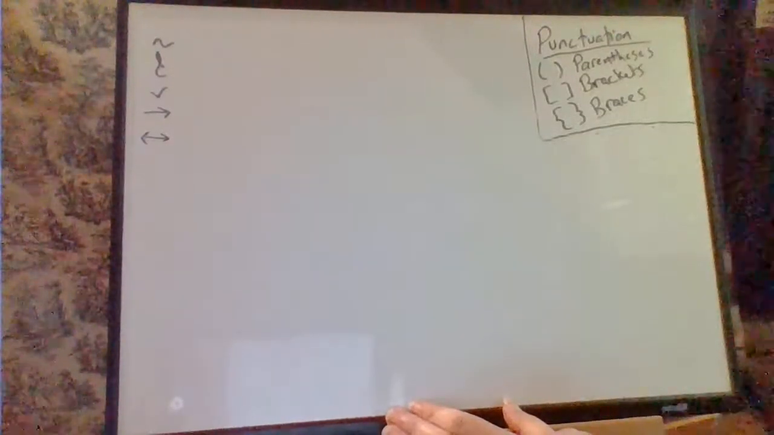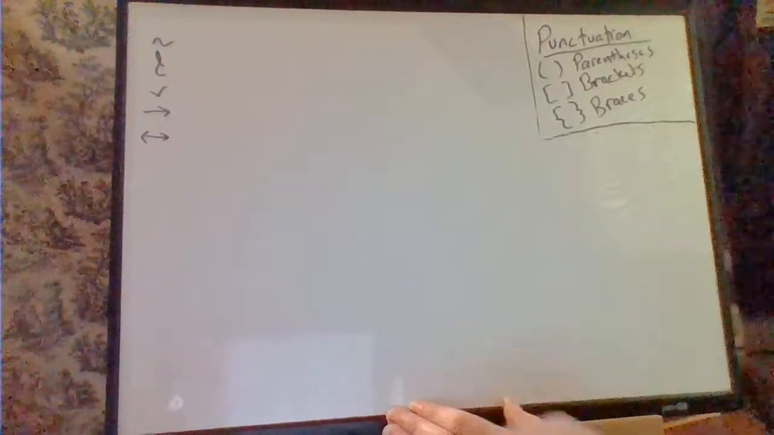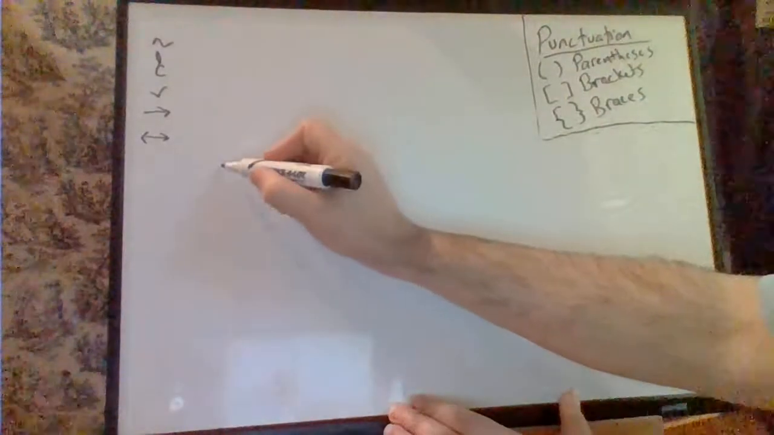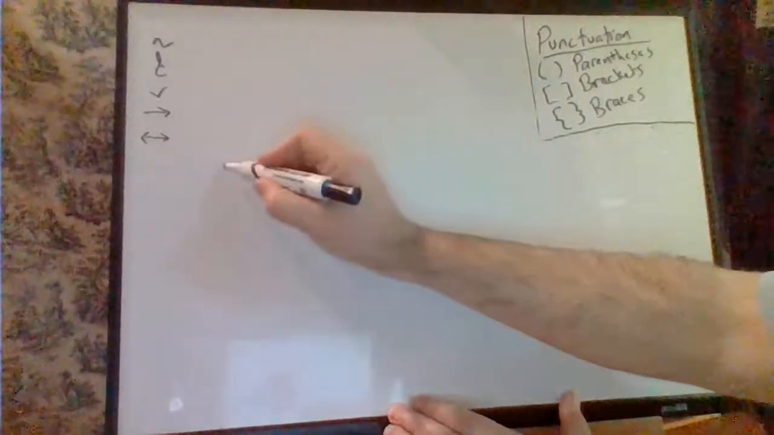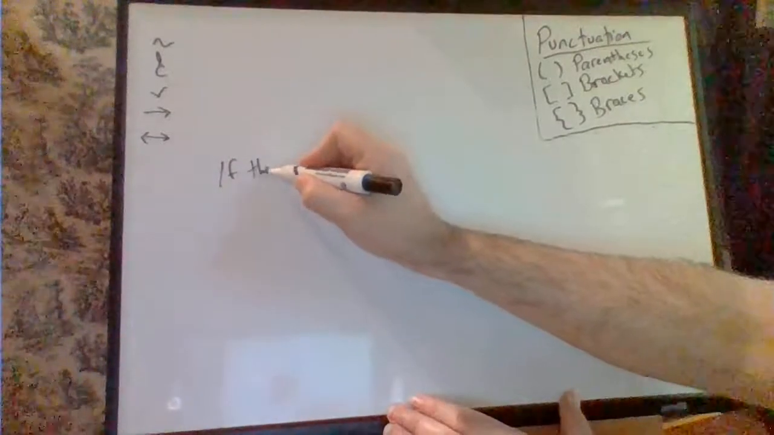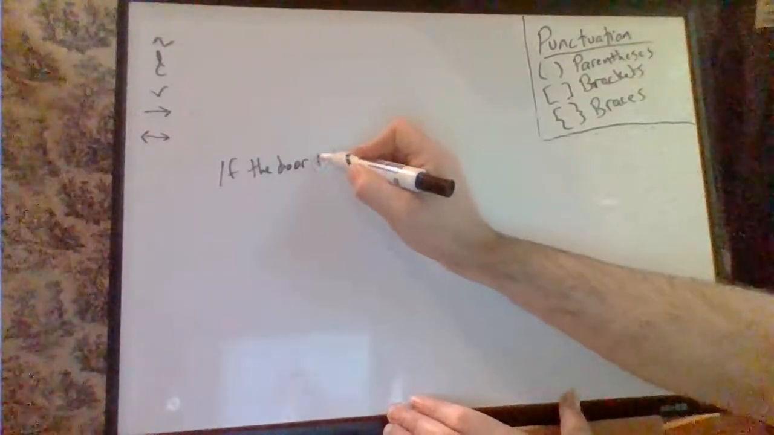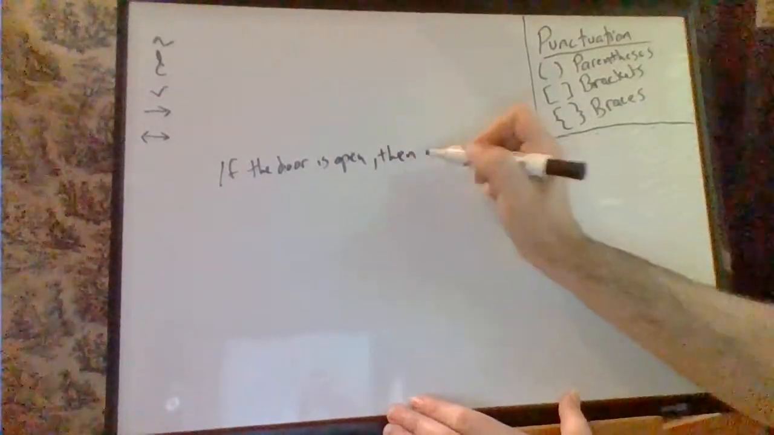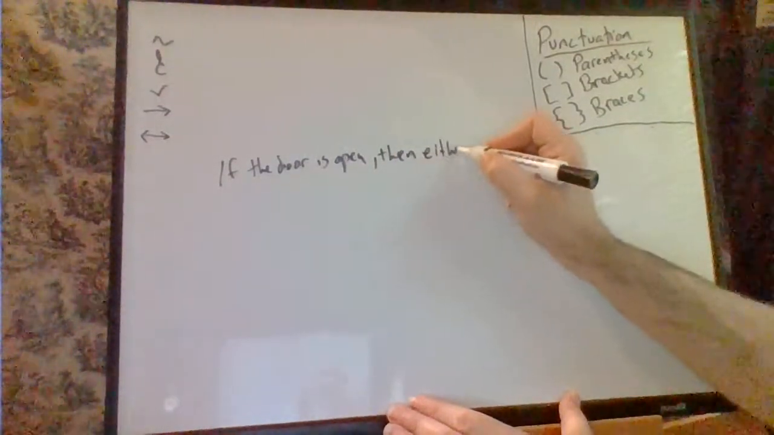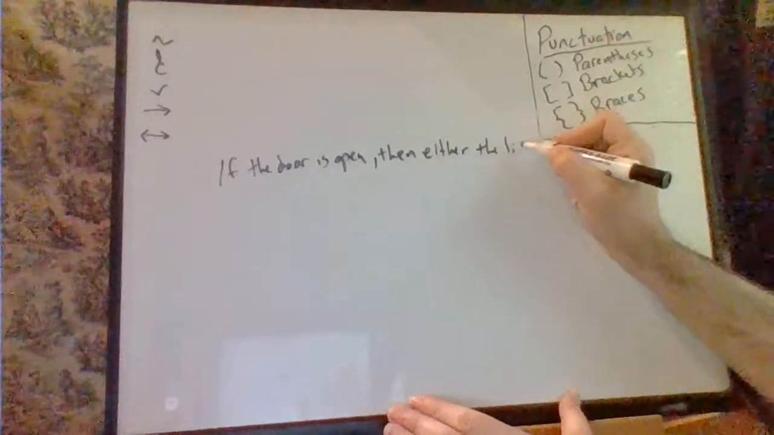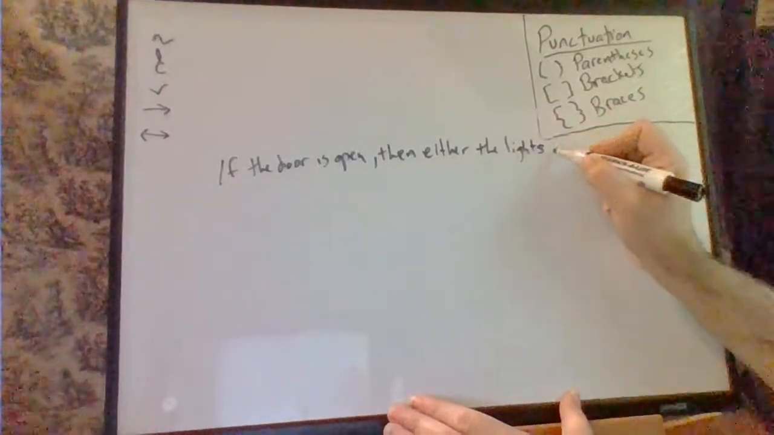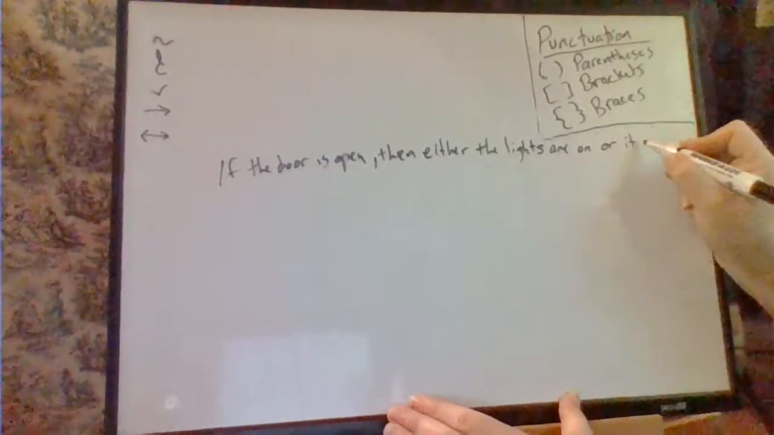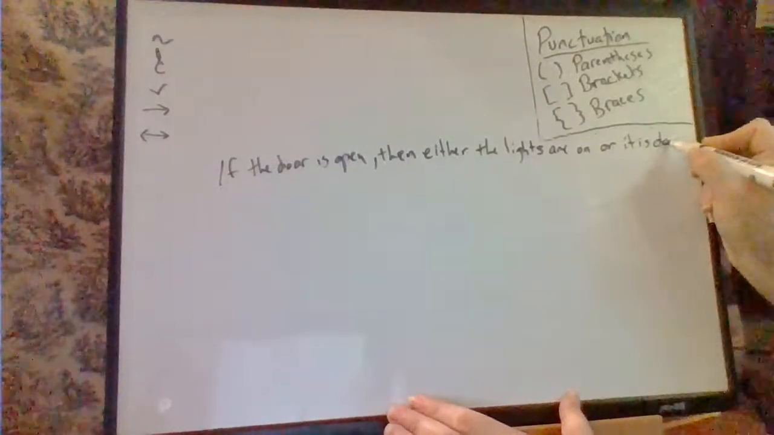It also would come if you're trying to bring three statements together. So let's say, for example, if the door is open, then either the lights are on or it is dark.